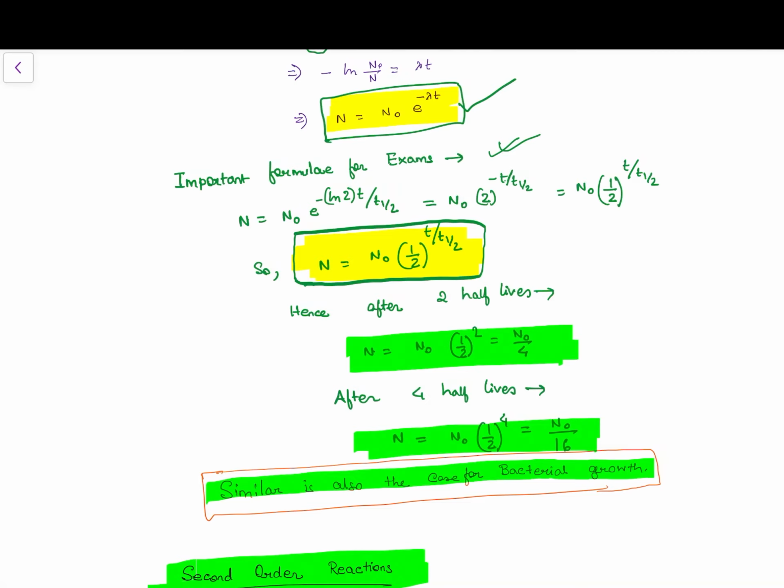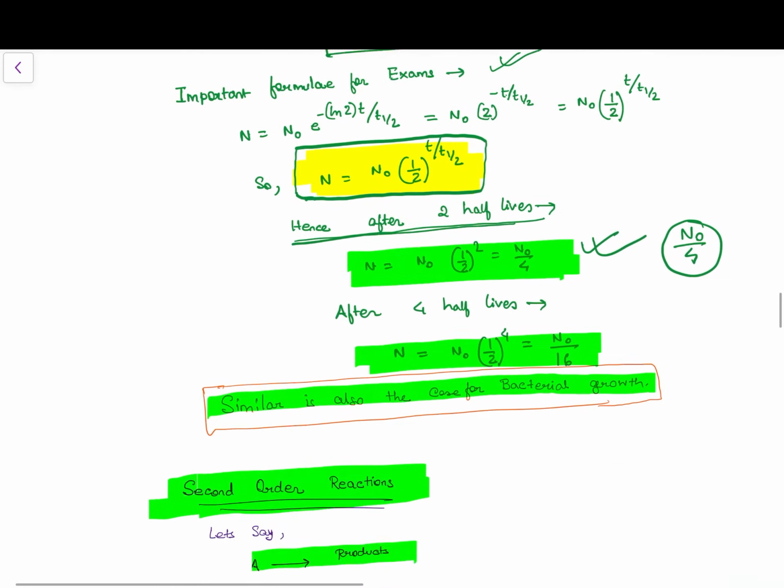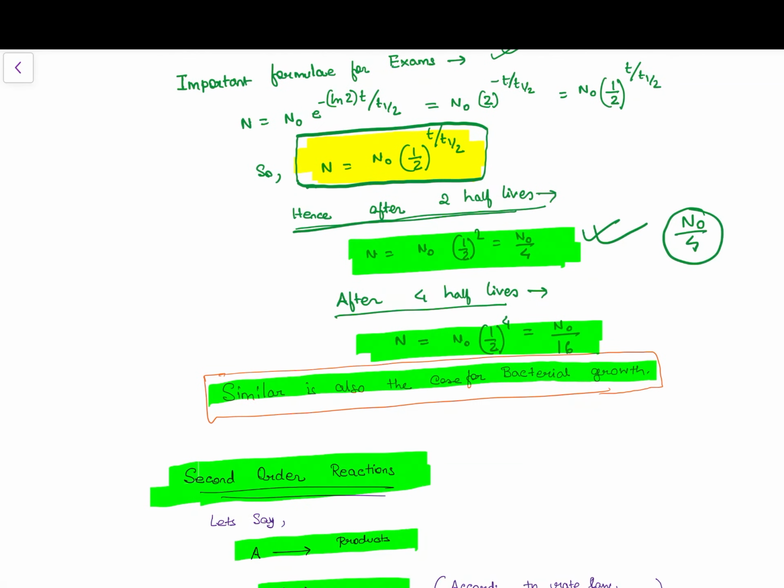So suppose after 2 half-lives, it is said, please calculate how much of the reactant species will remain. From this equation it is evident that N0 by 4 amount will still be remaining, that is the number of copper nuclei remaining. Similarly, after 4 half-lives, it will be N is equal to N0 half to the power 4, so the amount will be N0 by 16, that is the number of copper nuclei remaining after 4 half-lives have passed.